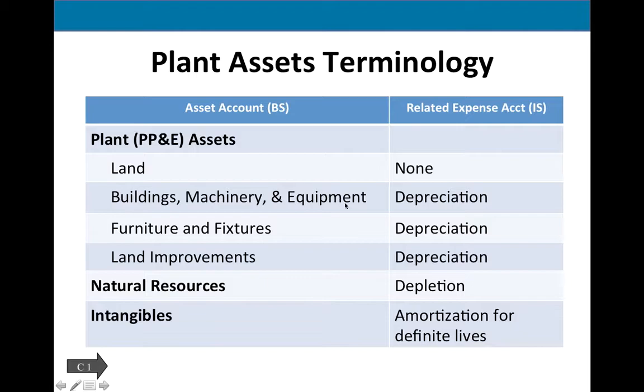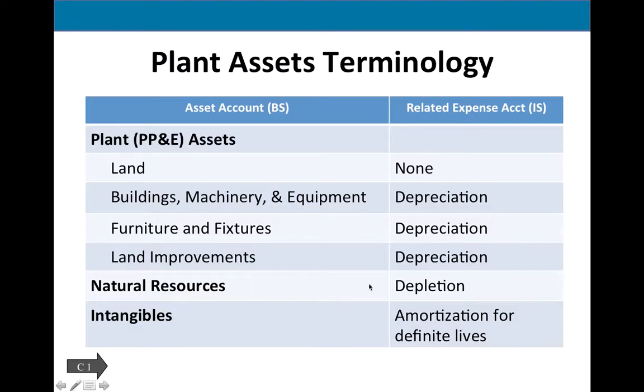Buildings, machinery, equipment, furniture, fixtures, all of these are depreciated. We will debit depreciation expense and credit accumulated depreciation at the end of each period to record the expense that belongs to that period, to match that expense with the period and revenues it generated.